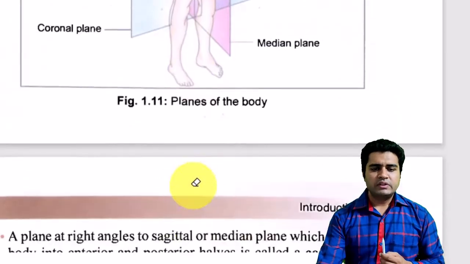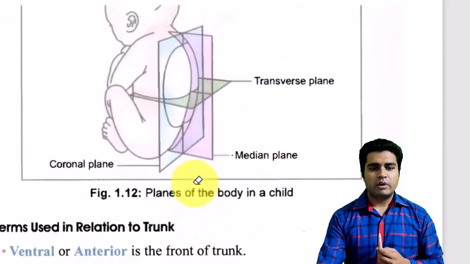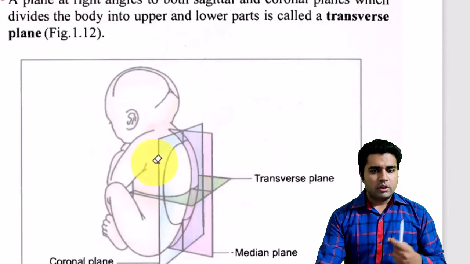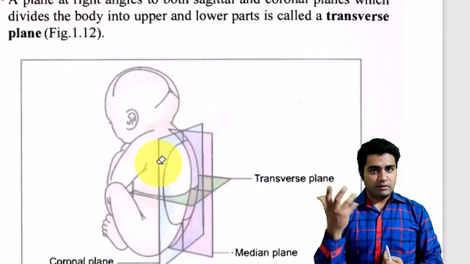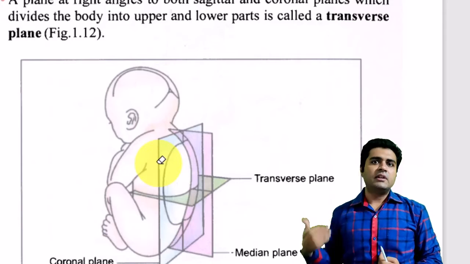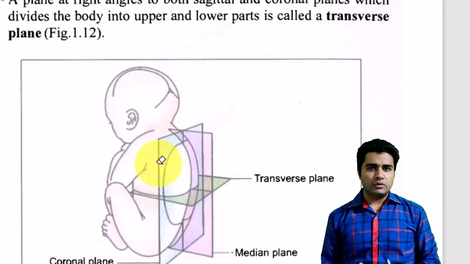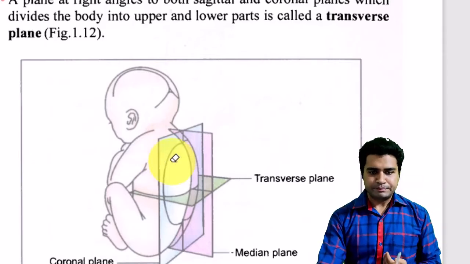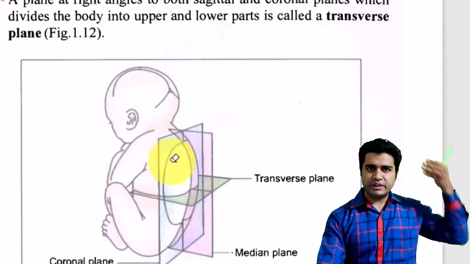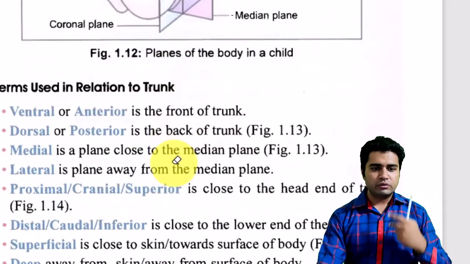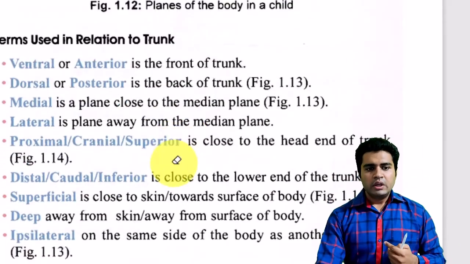Now we will see some important movements of our body. In the baby also you can see here the planes, the median plane, and the planes which are just parallel to the median plane are known as the sagittal planes. That's why the median-most plane is also known as the mid-sagittal plane. The transverse plane as well as the coronal plane. Here there is one suture which is known as the coronal suture.